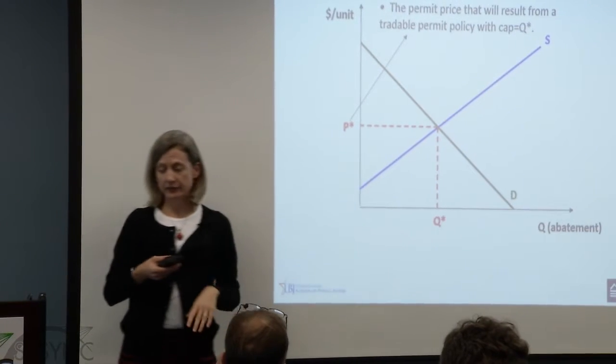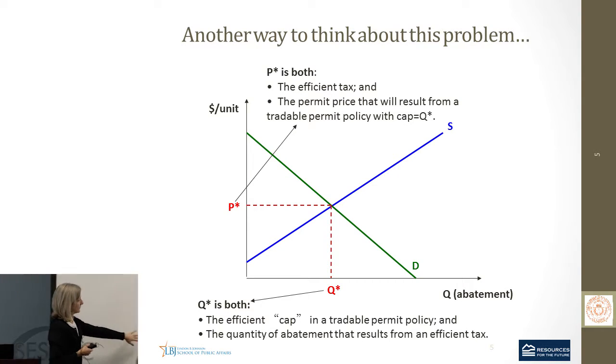And two, I could set the quantity. I could just set the cap, right? I'd say I don't want to have any more pollution than Q star. It has to be less than or equal to Q star. So that would be the efficient cap.